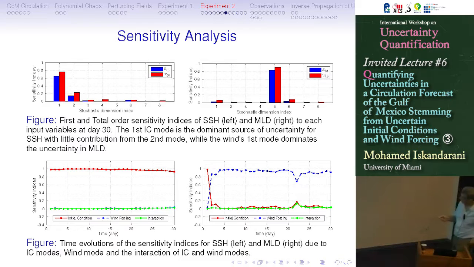And the other variables, the wind, play really no role in affecting the sea surface height. For the mixed layer depth, it's quite the opposite. There is very little input from the first mode, and it depends almost entirely on the first mode of the wind, and a little bit on the second mode. This behavior remains true throughout the calculations. So you have total control of the initial conditions for the sea surface height, and the wind for the mixed layer depth.